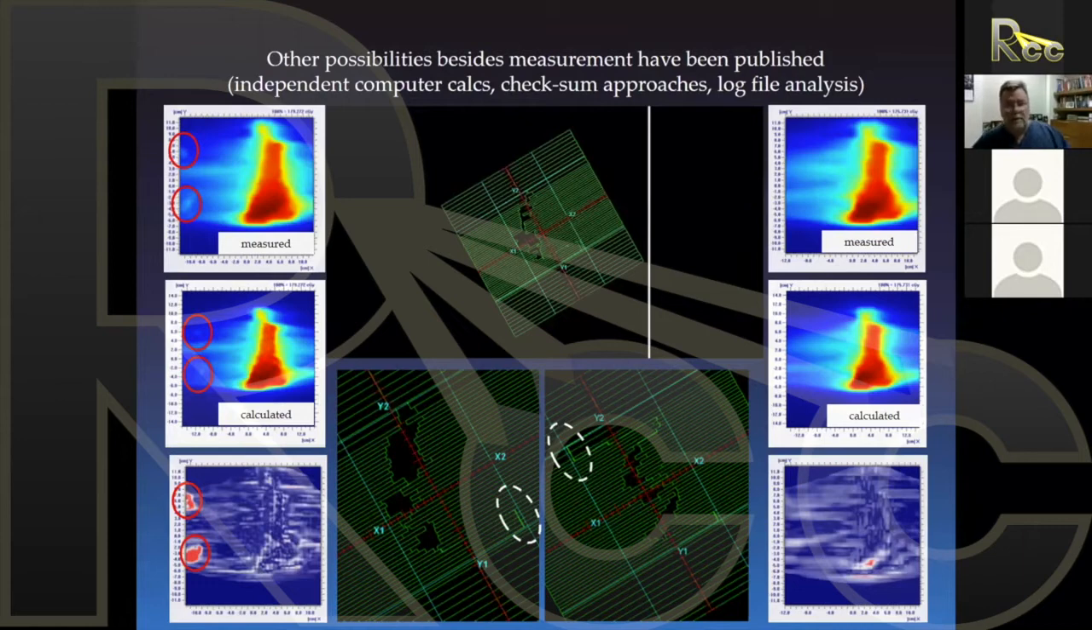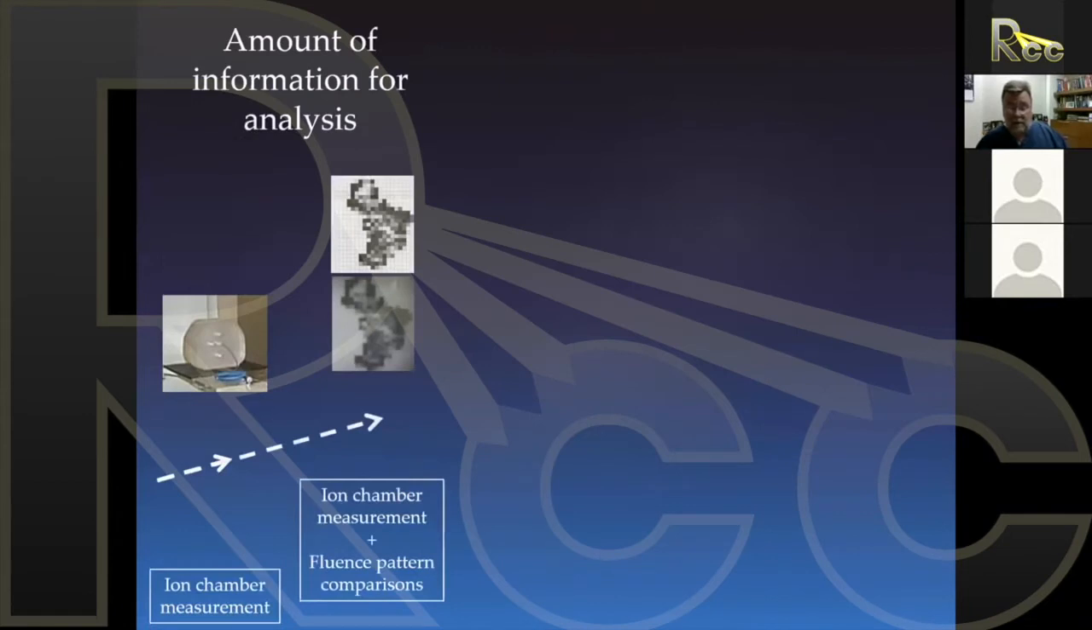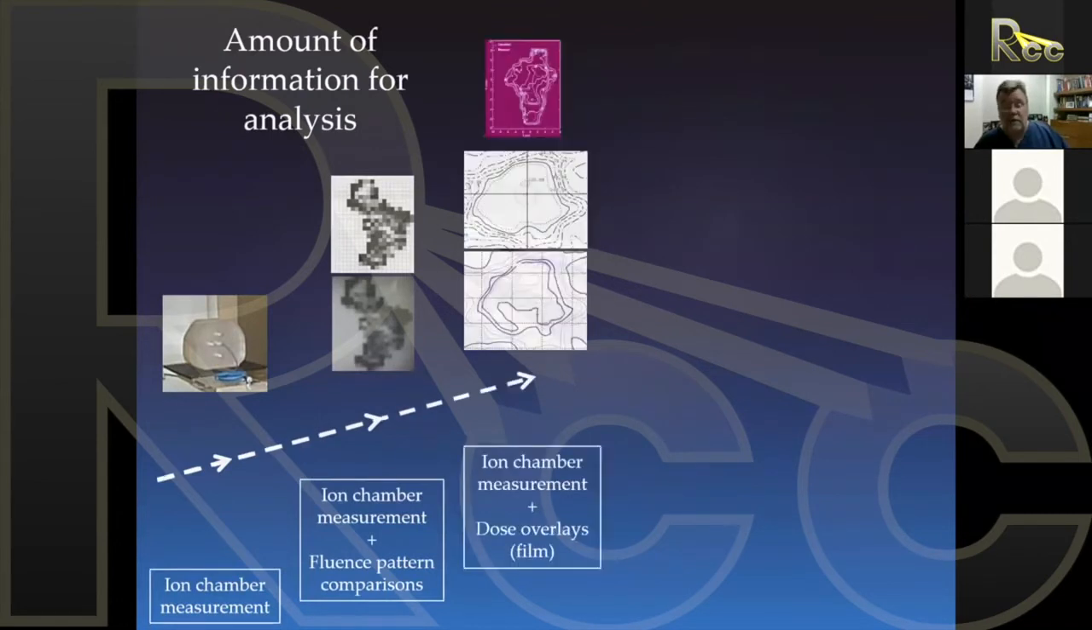So, amount of information for analysis. We have the ion chamber measurements, or so I'm saying ion chamber in general. I guess it could be diode. We used ion chamber. You could have an ion chamber measurement. This is going to give us the magnitude of the dose, right? And a fluence pattern comparison or ion chamber measurement with dose overlay. This will give us some spatial information as well.